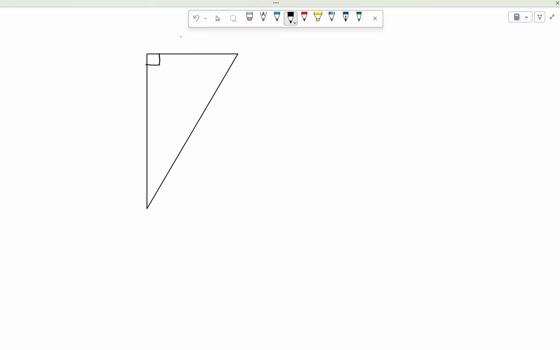This is a right triangle. This is a 3. This is an X. This is a 6. This is going to be an important right triangle for us. We're going to solve for X.